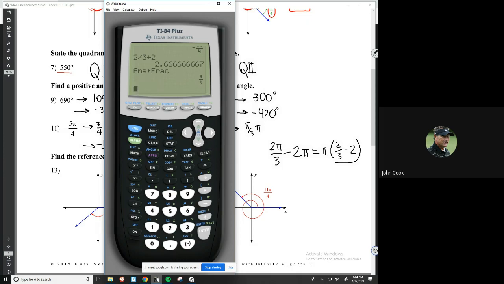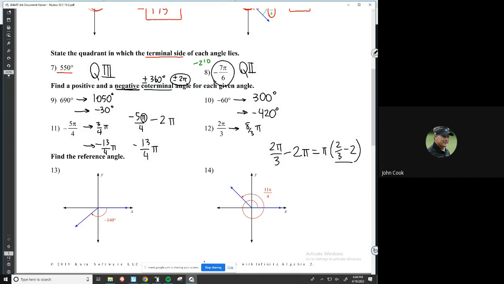Okay, so let's see, 2/3 minus 2. And then change that to a fraction. Look at that, negative 4/3. Okay, so a negative coterminal angle is negative 4/3 pi. There we go. All right, so we have a positive and a negative coterminal angle. There we go. That is the next 6 problems. This one took a little bit longer than I thought.